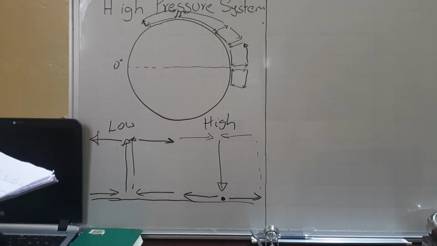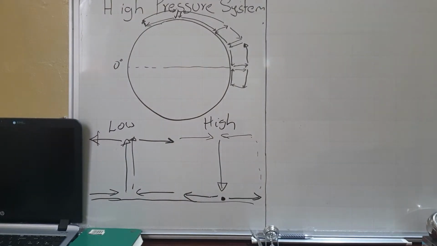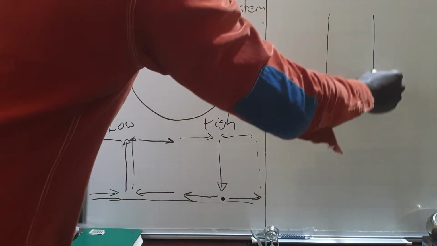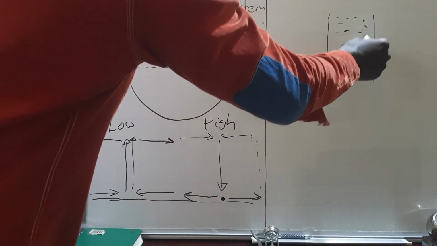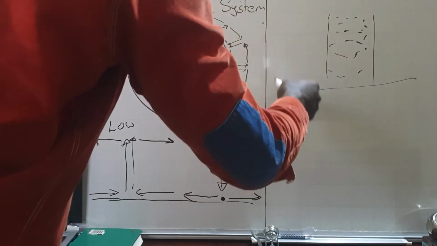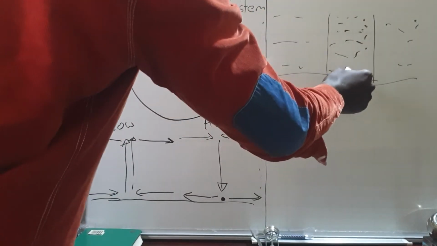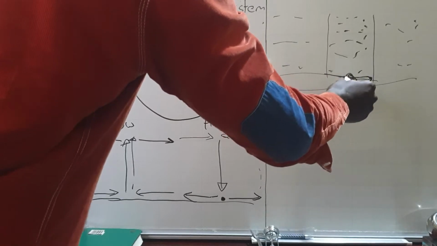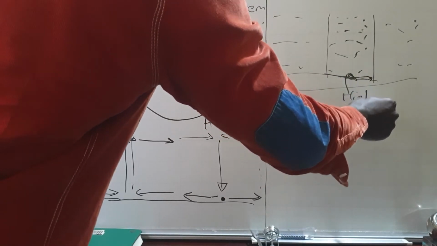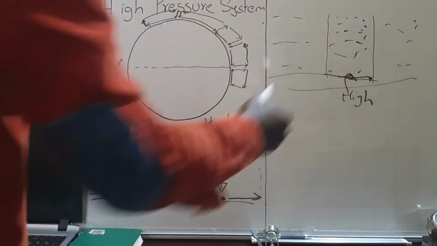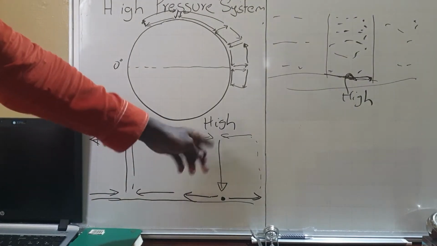Now that's the cause. High pressure systems are caused when the air at a point is heavier than the other. So if you have a column up here, and maybe the air here is heavier than the surrounding, here the air is light. So the pressure in this region is extremely high. Why is it high? Because there is air coming down. So there is this type of flow of the air.